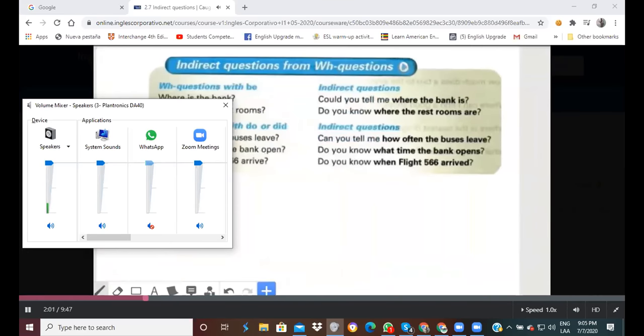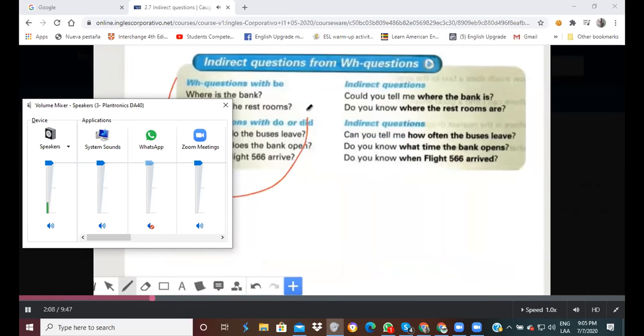Let me present some structure at this time. What we want to do in this class is learn how to change direct questions into indirect questions. The reason is that it's a lot more polite to use indirect questions. For example, if I say, where's the bank? It's less polite than if I say, could you tell me where the bank is? We're going to learn some rules for changing direct questions to indirect questions, with the verb to be, and also how to change WH questions with either do or did.